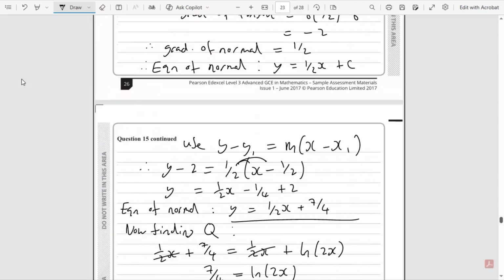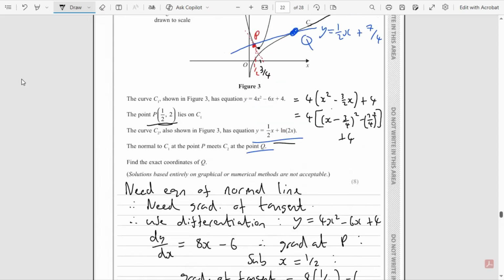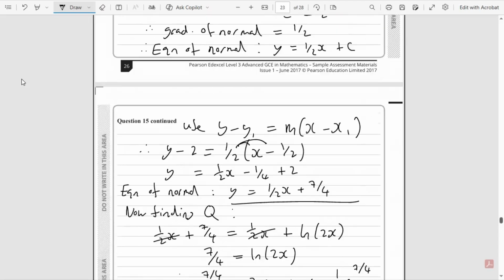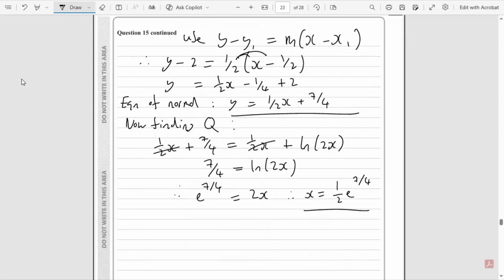Now, let me just check. Did we need to find the y coordinates as well? Yeah, it says here, find the exact coordinates. So firstly, we found the exact x coordinate, because that here is an exact value. We've not gone to the calculator and rounded it. That is an exact value, so we leave the x value like that. So now we need to find the y value for Q.